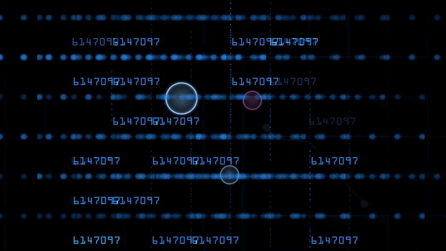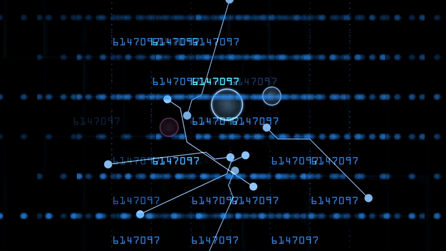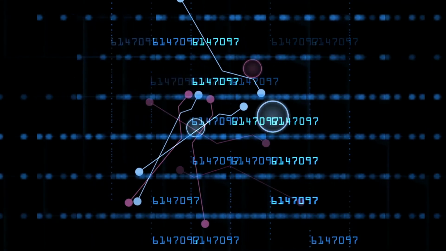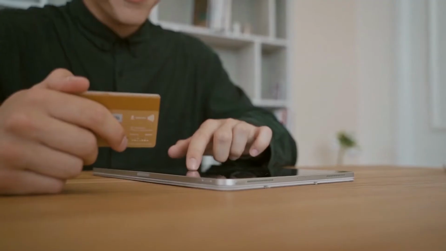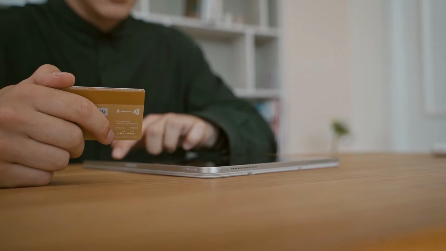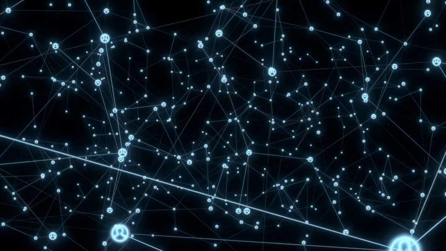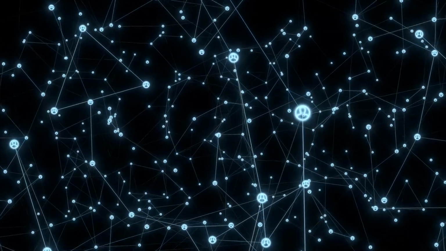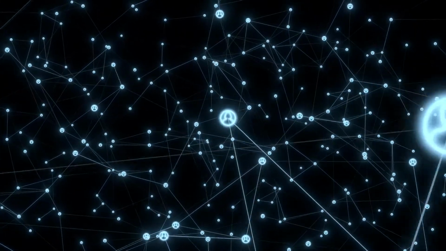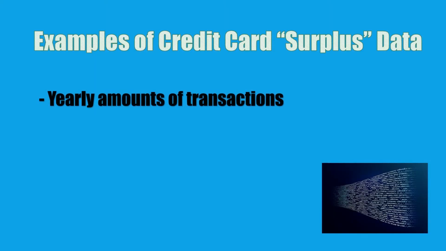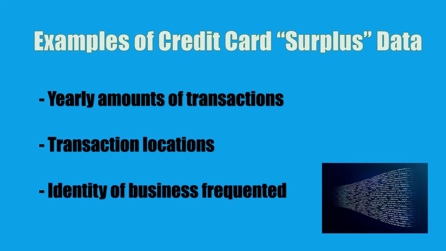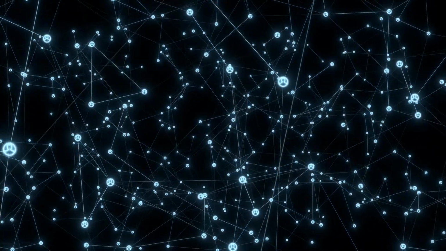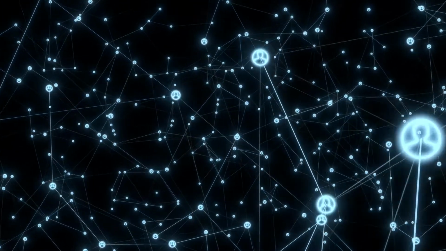The unique number of each credit card and its association with a certain individual were of course required in order to make the cashless transaction possible. After all, how would the credit company know who should be billed? Yet once operating within a database, this highly unique number makes it possible to link the cardholder with additional data, such as yearly amounts of transactions, transaction locations, the identity of the business venue that the holder frequented, and more. These links, which are not essential to the credit card service, are nonetheless enabled because of the credit card database.